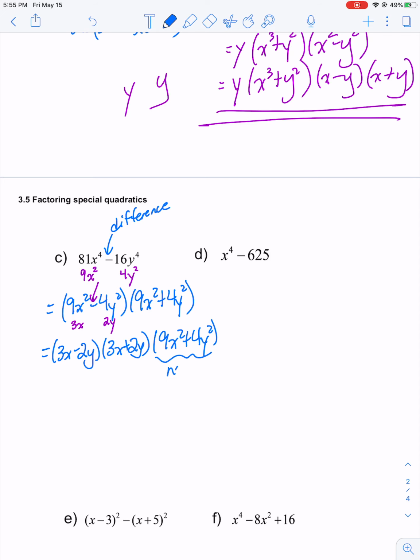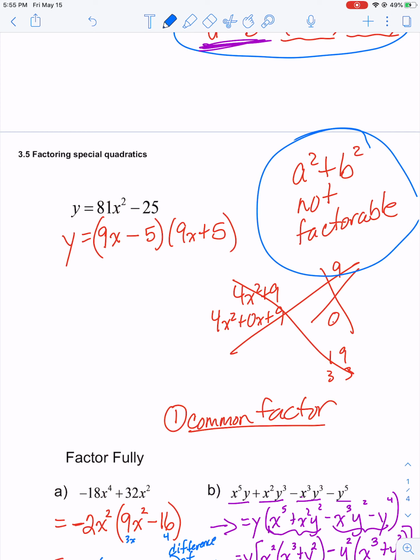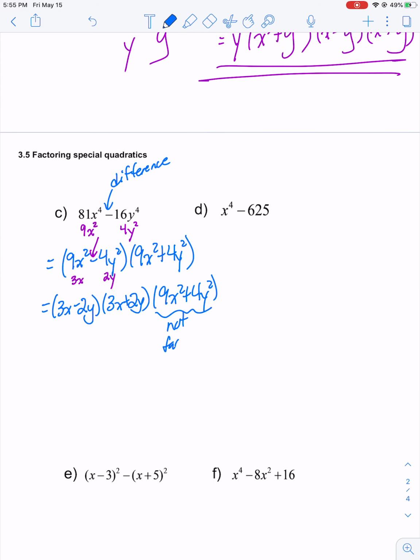This is not factorable. This is that addition. This thing here, a squared plus b squared, is not factorable. Okay, so we're done. We've fully factored. It can't go any further than that. So the answer is all of that. All right, this next one.